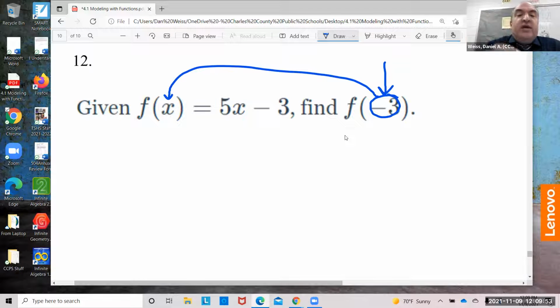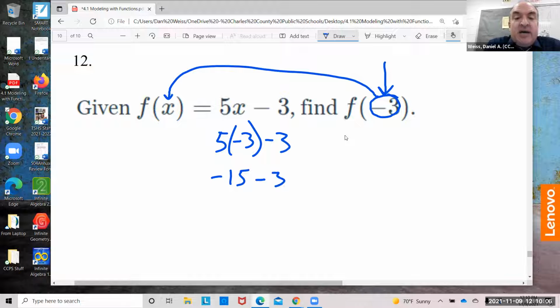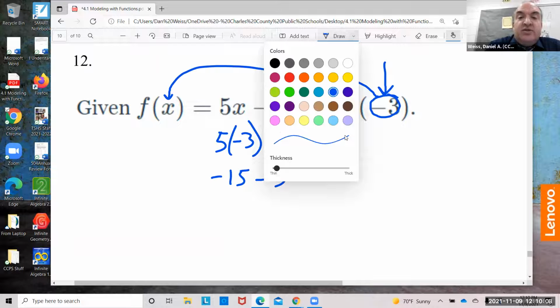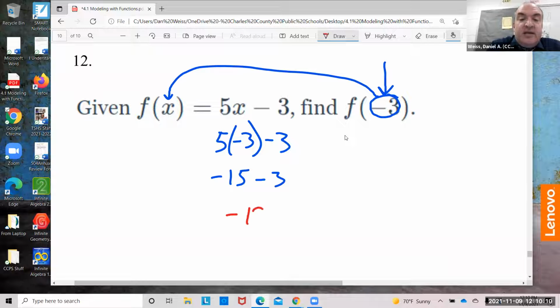So what we're going to do is put negative 3 in for x. So 5 times negative 3 minus 3, which gives you negative 15 minus 3. And negative 15 minus 3 is negative 18. There you go.